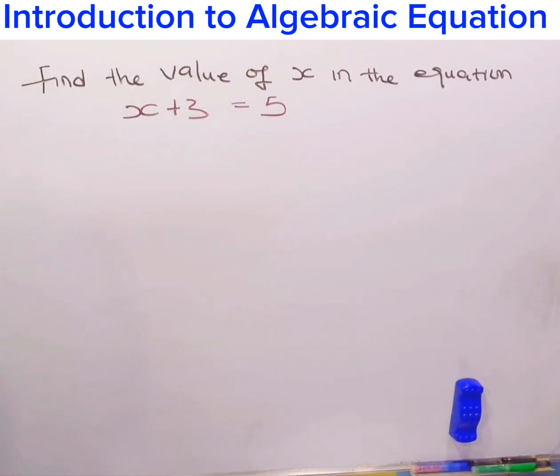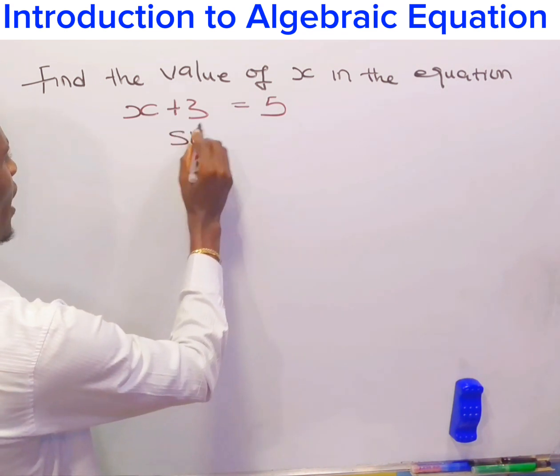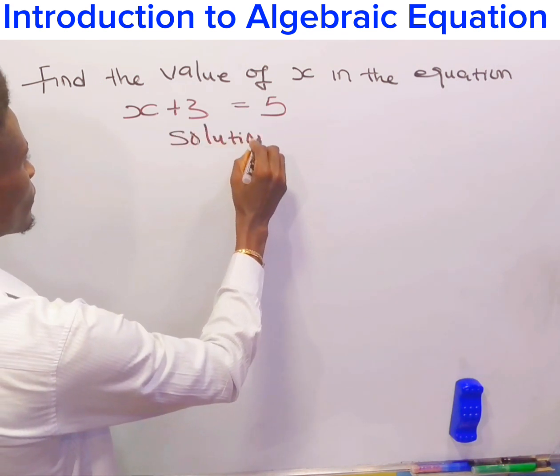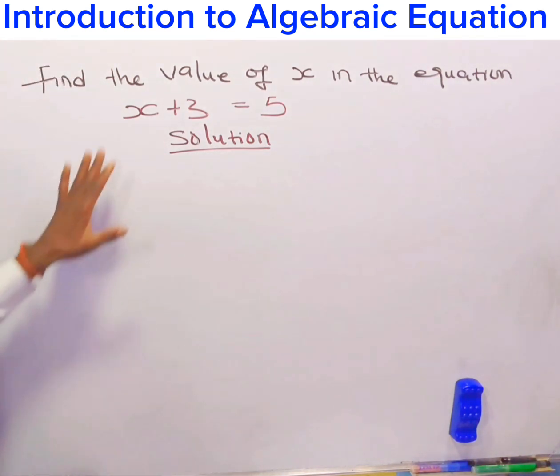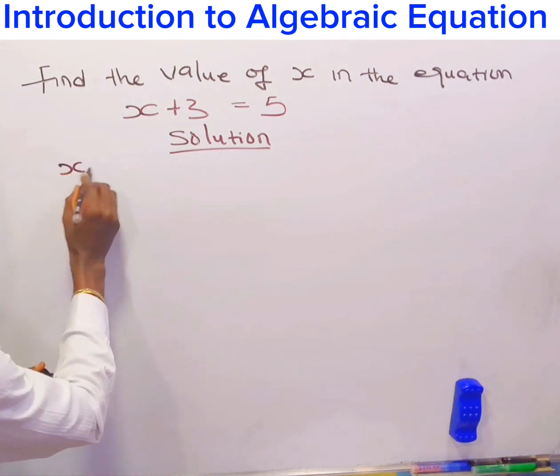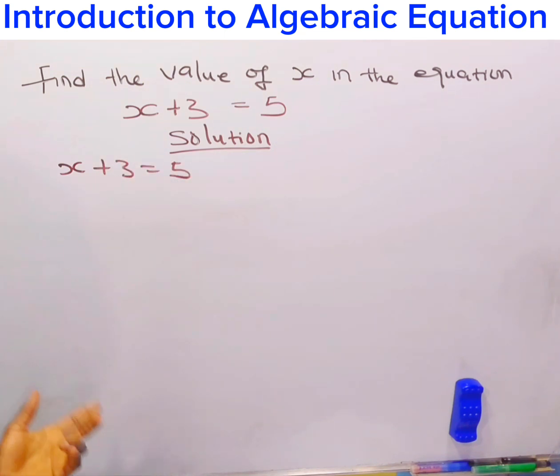Find the value of x in the equation. x plus 3 equals 5. So in this equation, x plus 3 equals 5, we could choose to use these two methods as well.